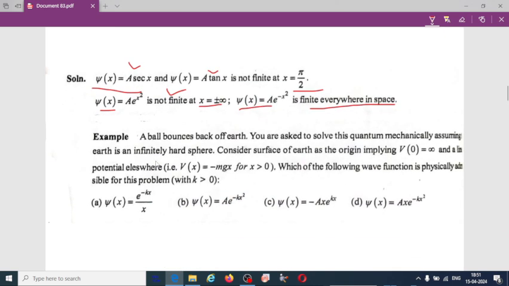So, next example: a ball bounces back off the Earth. You are asked to solve this quantum mechanically, assuming the Earth is an infinitely hard sphere.